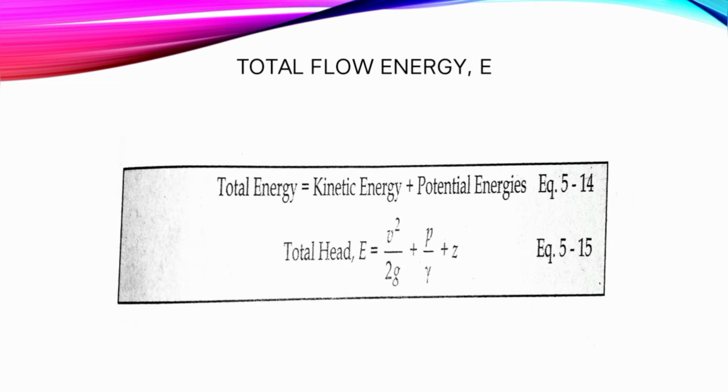For total flow energy, the total energy or head in a fluid flow is the sum of the kinetic and the potential energy. It can be summarized as total energy equals kinetic energy plus potential energies, and total head E equals the velocity head plus the pressure head plus the elevation head.